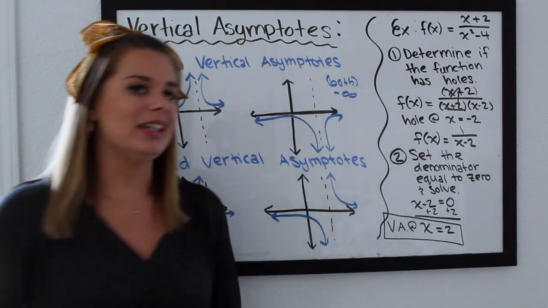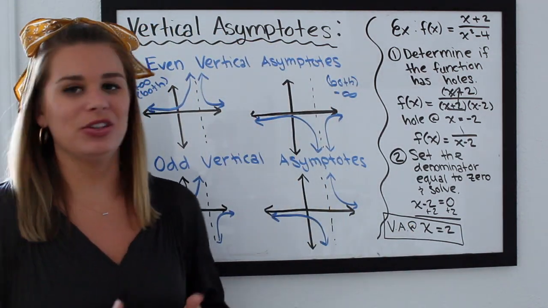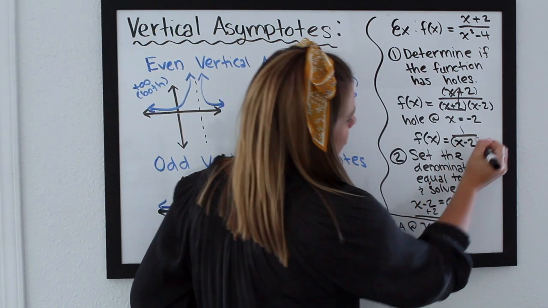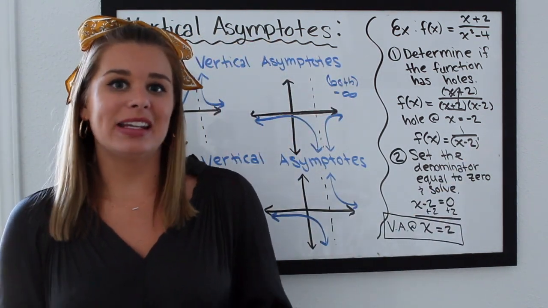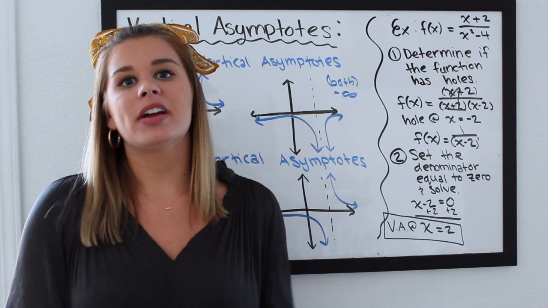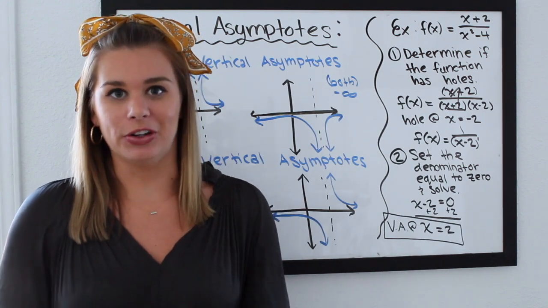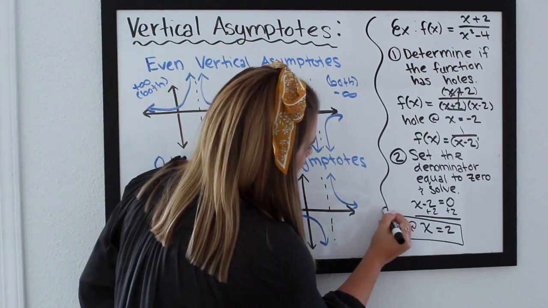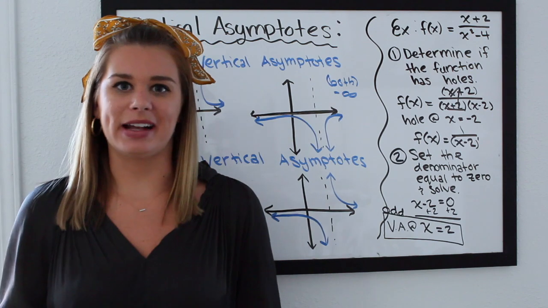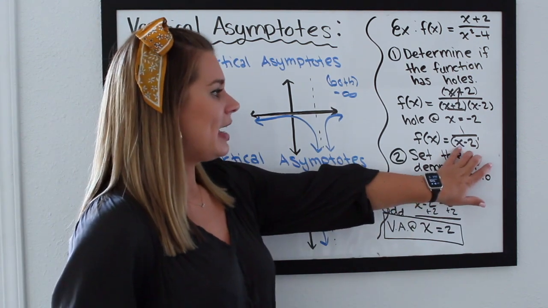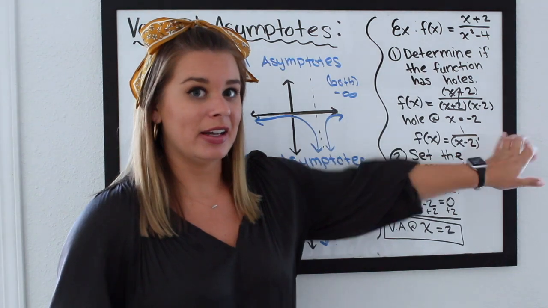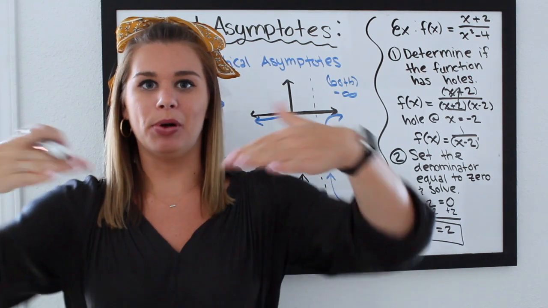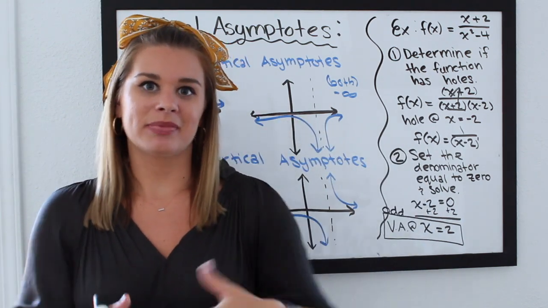Now, is it even or odd? So here's how you determine that. X minus 2 is really x minus 2 to the first power. That is an odd number. So therefore, it is going to be an odd vertical asymptote at x equals 2. If it were instead x minus 2 squared, then it would be an even asymptote, and they'd either both go up to positive infinity or both go down to negative infinity.